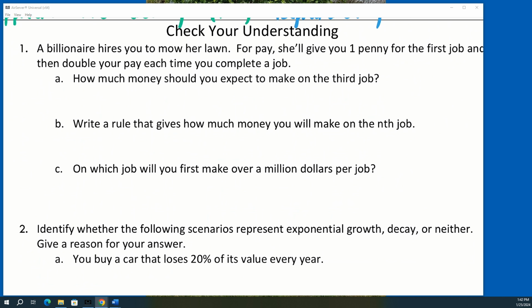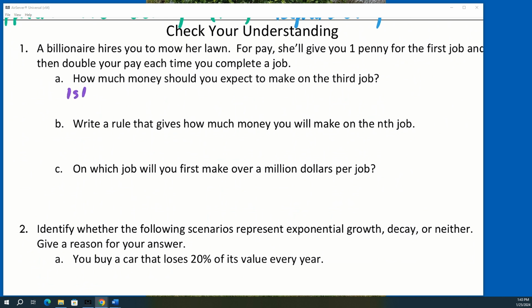If a penny doubles every time for like a month, so 1, 2, 4, you have like $1 million. At some point, you're going to have like $1 million. Let's figure out when that is. That's actually part C. So let's just start with how much you're going to make on the third job.